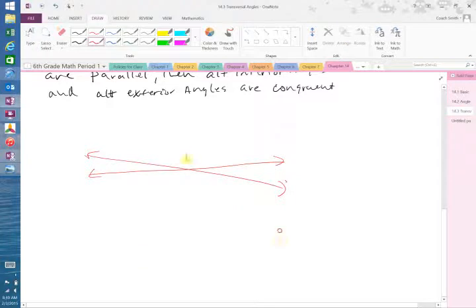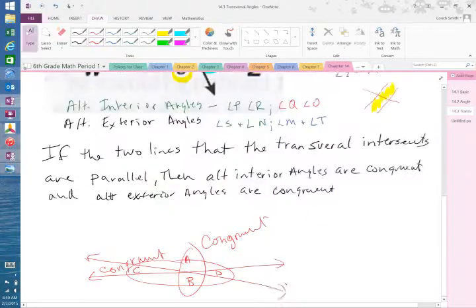Okay, angle A and angle B have to be congruent. Angle C and angle D have to be congruent, by the definition of vertical angles. So these are congruent. These are congruent. All right, now back up to the top.